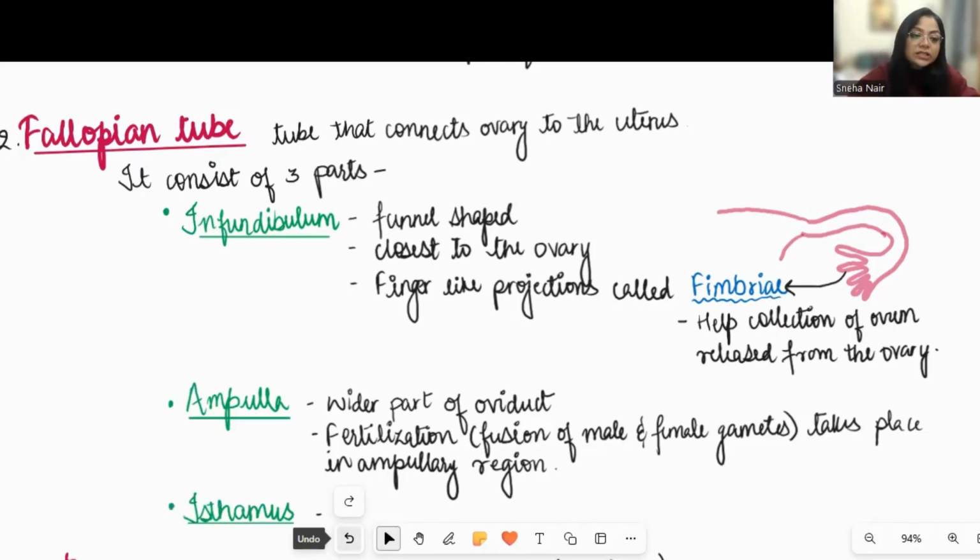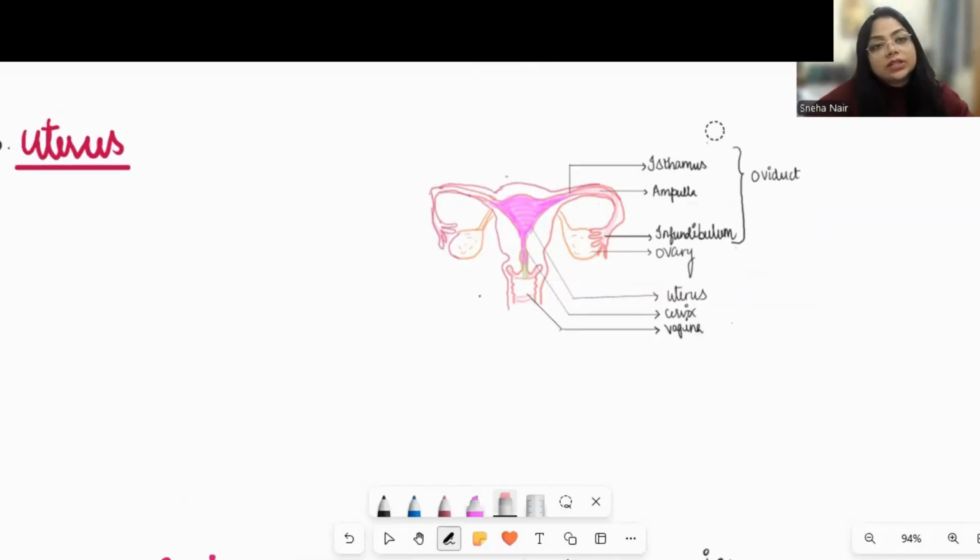And the last part of the oviduct or fallopian tube is the isthmus. The isthmus is the narrowest part of this fallopian tube or oviduct, and it directly opens into the uterus. All right. So these are three different parts of the fallopian tube. The uterus is the mother's womb. It is the place where the development of the fetus will take place for the 9 months.